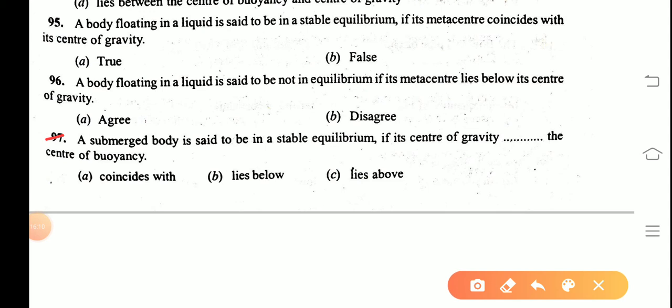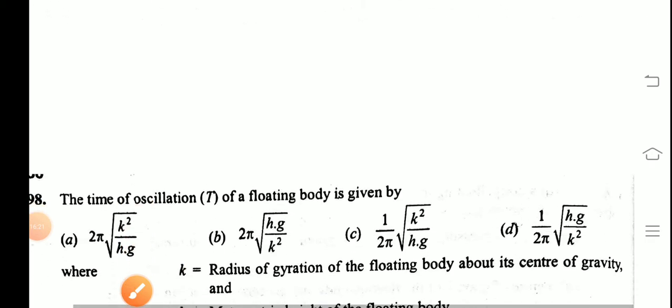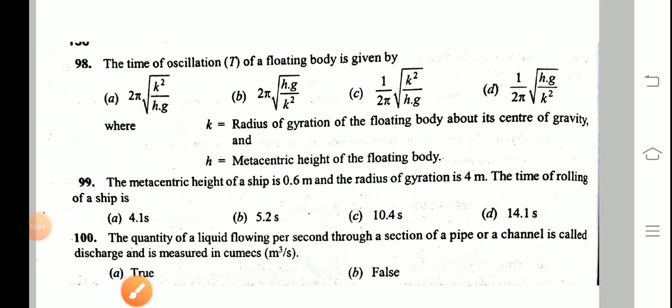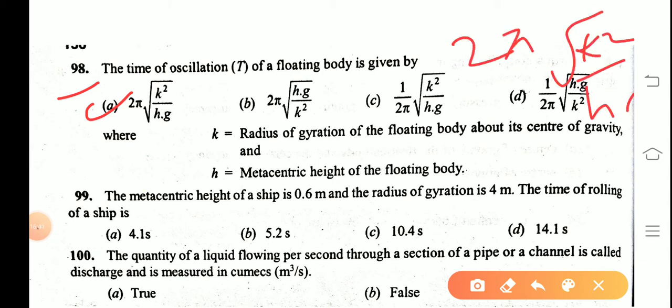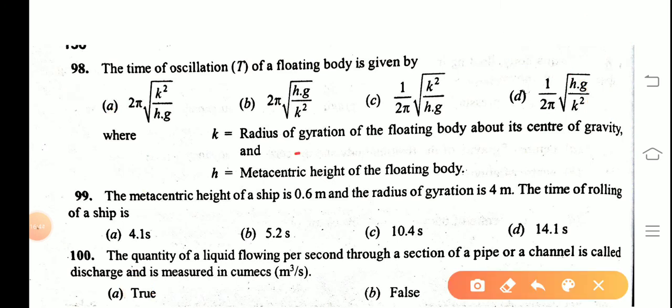97. A submerged body is said to be in a stable equilibrium if its center of gravity dash the center of buoyancy. Lies below. Now 98. The time of oscillation of a floating body is given by the formula. A is the correct answer. 2 pi root under k square by hg. Where k is the radius of gyration of the floating body about its center of gravity and h is the metacentric height of the floating body.